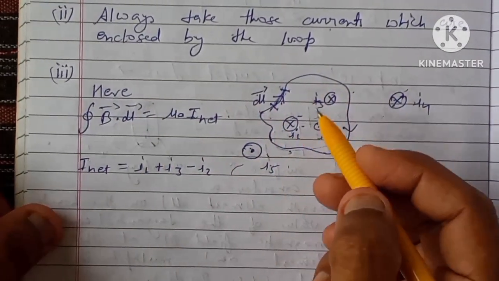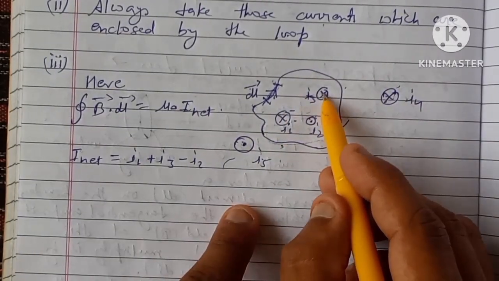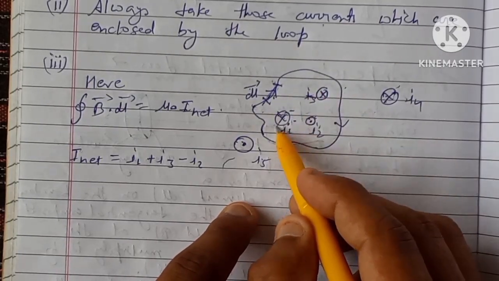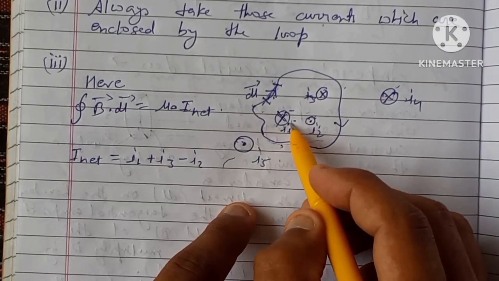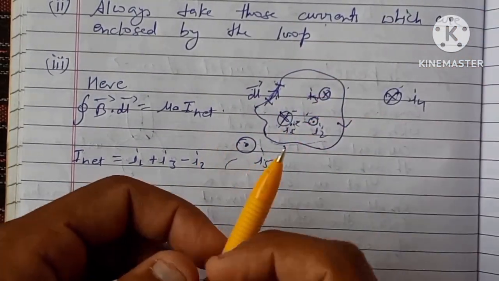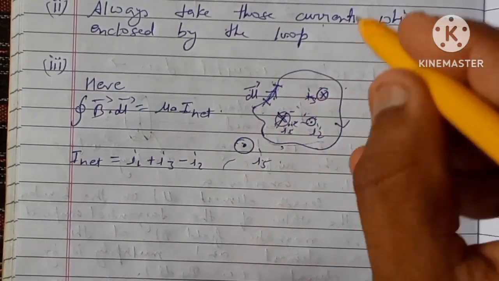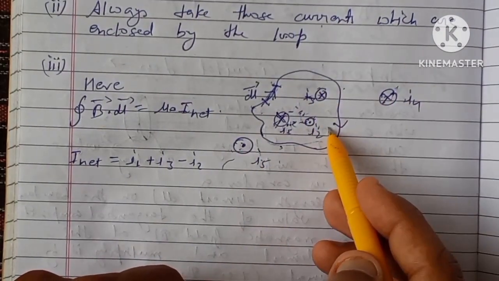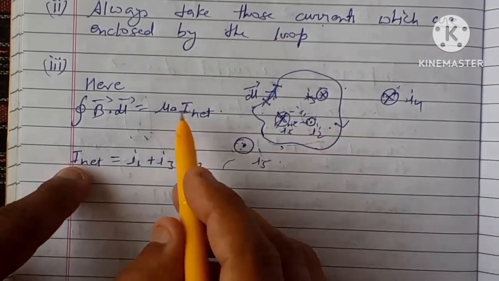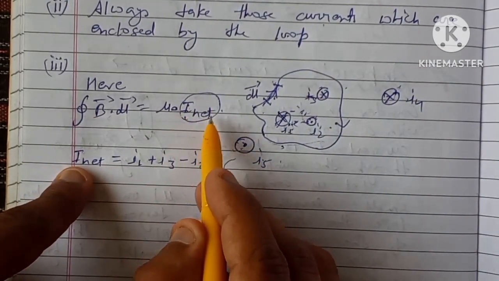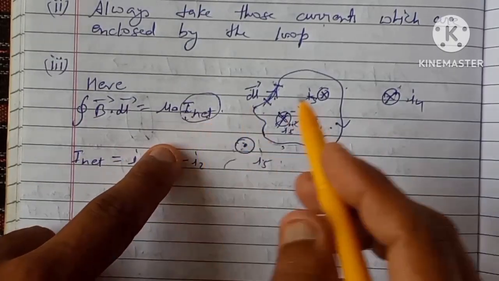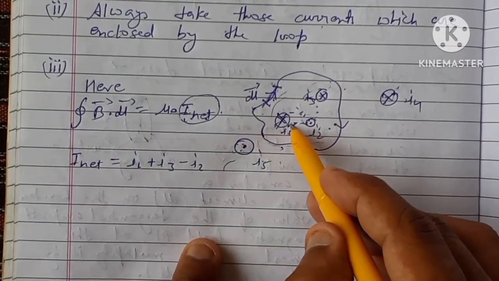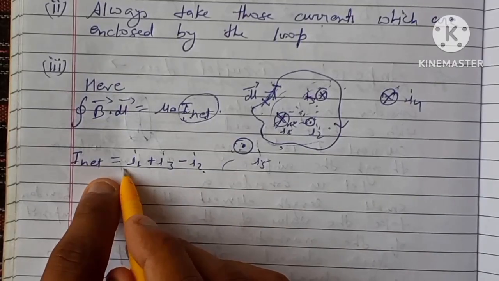Let me explain it here. You can clearly see that there are I1, I2 and I3, these three currents which are passing through the loop. Here a cross denotes the direction of the current: cross means the current is going into the page, and dot means the current is coming out of the page. So these two currents are going into the page, and this current is coming out of the page, and some currents are outside of this loop. On the right hand side, I net means those currents which are passing through the loop. Only three currents are passing through the loop, so I will take only these three currents into consideration.